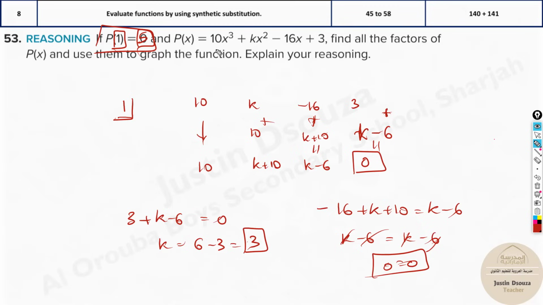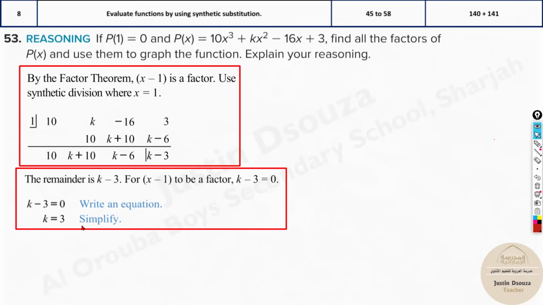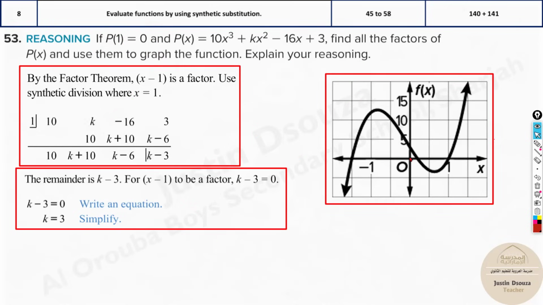So once you solve this, now I know this equation is 10x cubed plus, over here k value we found out to be 3, 3x squared, and lastly negative 16x plus 3. Put this in the calculator, and if you want, you can graph it by mode 7 table, or you can solve for equations by mode 5 and 4. So that's how we solve this one. K value is 3, and this is the equation.